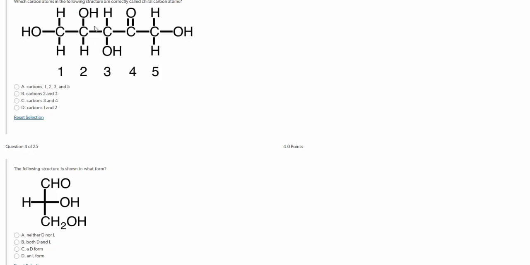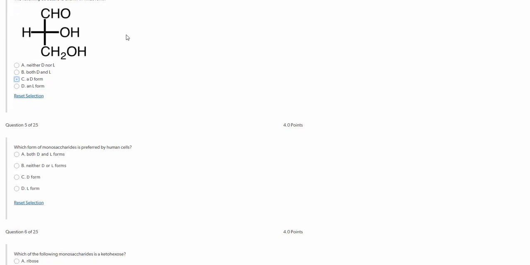So it's 4 different groups. Number 2 is a chiral carbon. Number 3 is also a chiral carbon for the same reason. Number 4 is not sp3 hybridized, so it is not chiral. And number 5 is not chiral because it has 2 hydrogen groups. So the answer is carbons 2 and 3.